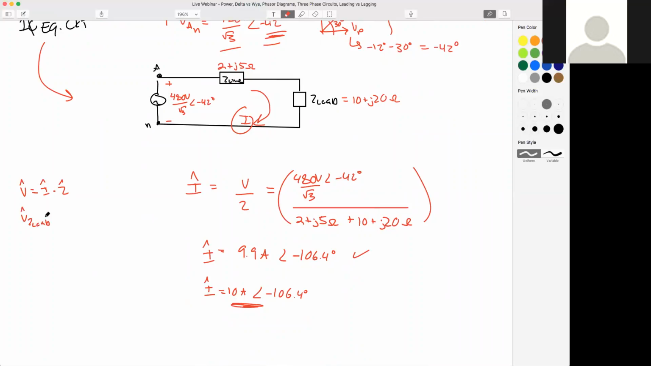Right, it gives us the voltage drop across our load. So we're going to multiply that by our load impedance, which is 10 plus J20. So I'm just going to go ahead and hit multiply in my calculator by 10 plus J20. So that gives me 223.5 volts at an angle of negative, I'm going to say around negative 43.